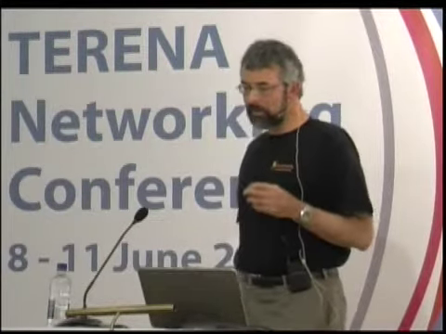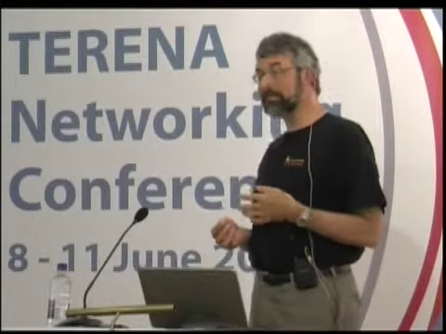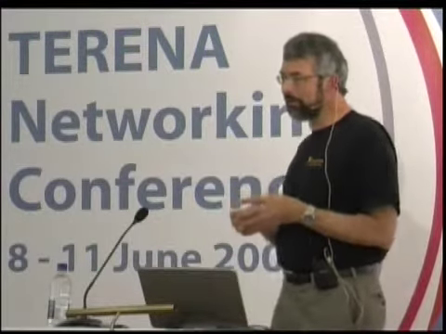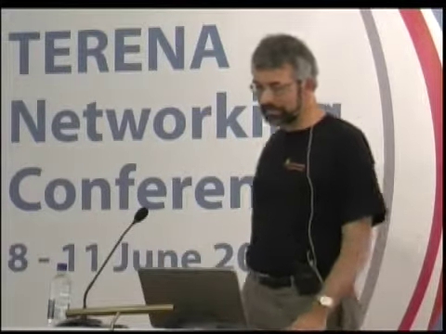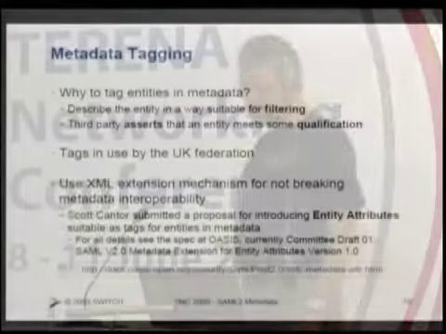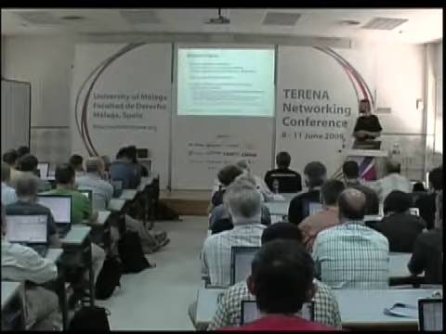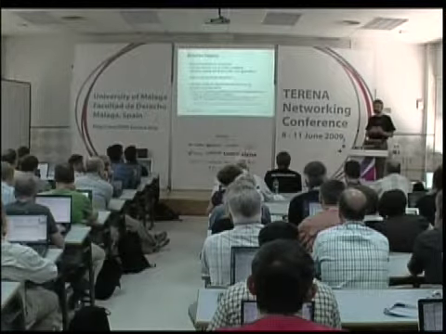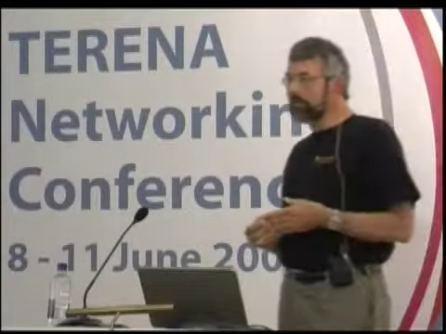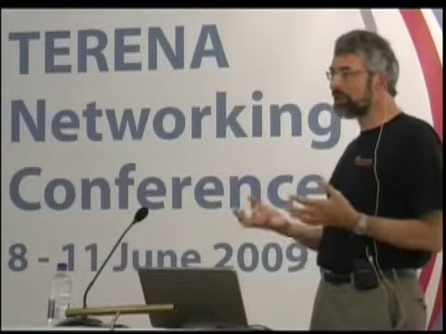More important, I think, in the future will be some third parties who assert that an entity meets some qualification, and by that it provides an assertion which is digitally signed, and based on it you can decide whether you want to trust this entity or not. So the proposed mechanism here is to use an XML extension which doesn't break metadata interoperability of SAML2 metadata. And Scott Cantor already a while ago submitted a proposal for introducing entity attributes suitable as tags for entities in metadata. In SAML, we know about the attributes describing a user, surname, last name, whatever, these kind of attributes. These entity attributes will describe entities, not users. So we need also a new set of attributes which we then can add into the metadata.